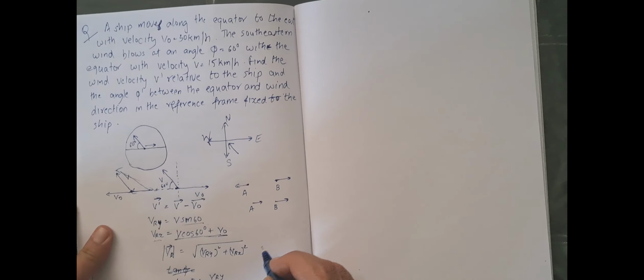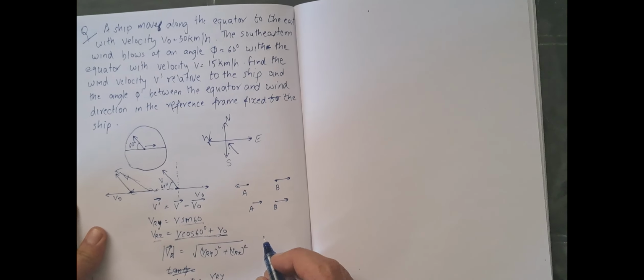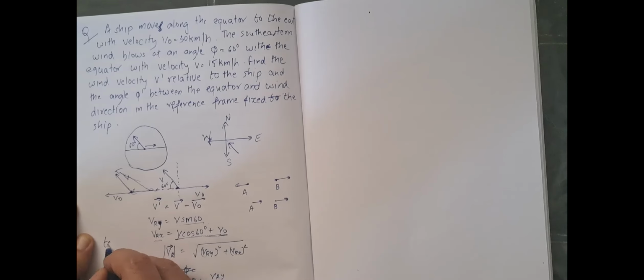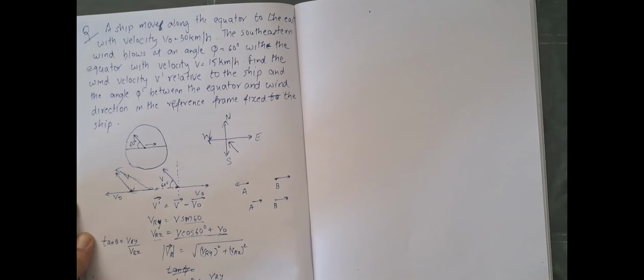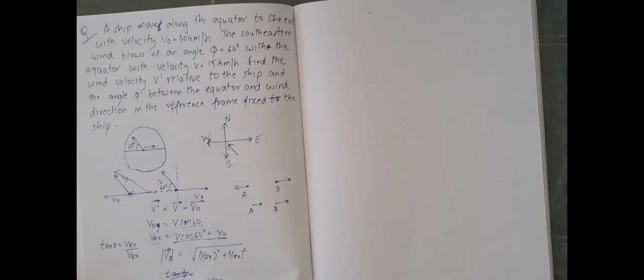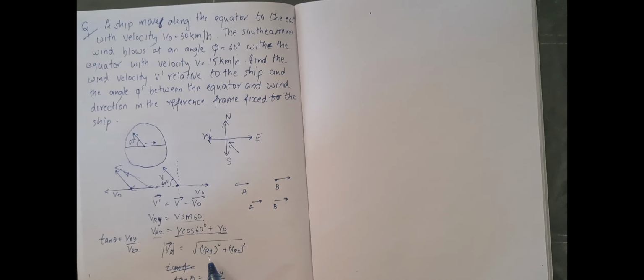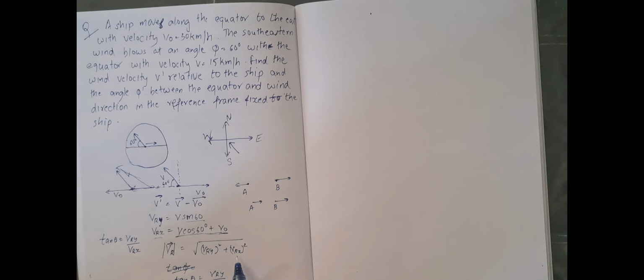Tan theta, it's not visible, so I just write it out again. Then theta will be equal to VR by VRX. As simple as that, right? So we have all the values.